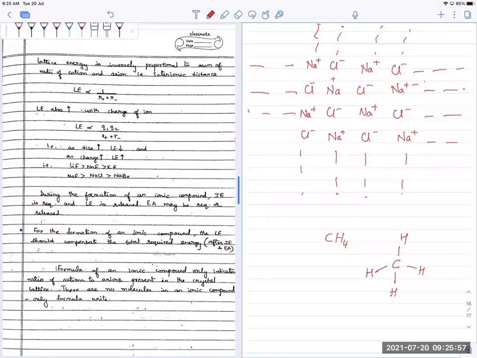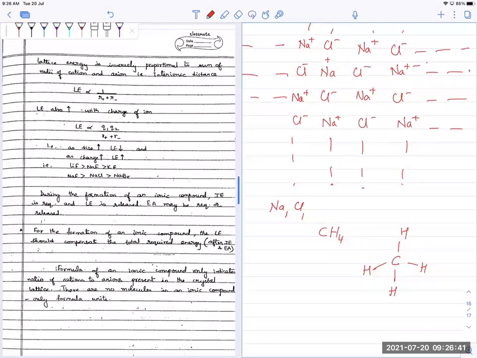So how am I writing the formula of NaCl? You are writing the ratio of sodium to chlorine. So they are called formula units. They are not called molecules. NaCl formula unit. There is no molecule of NaCl. There is only a formula unit of NaCl. How are you able to say that? That's the next concept, the crystal structures of ionic compounds.